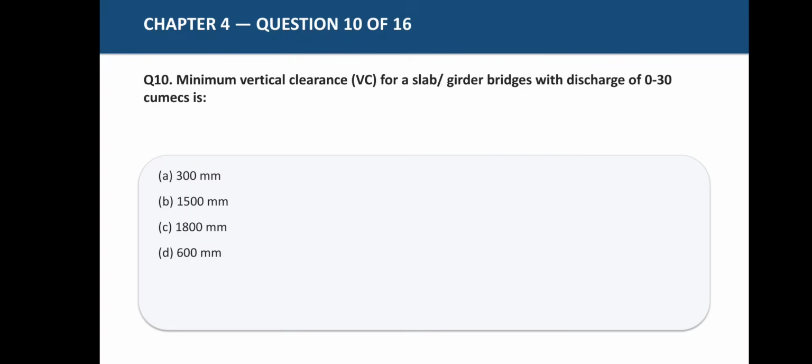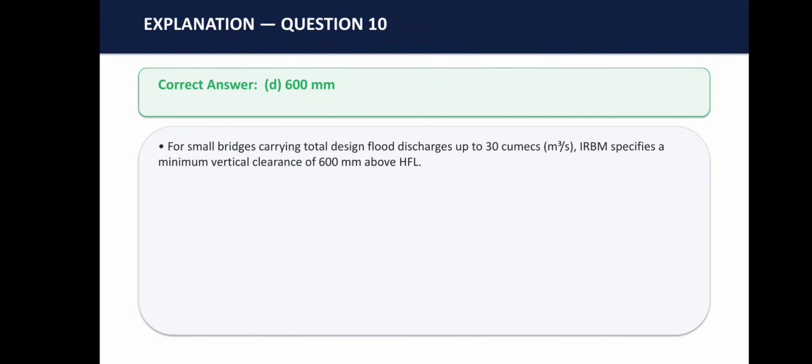Question 10. Minimum vertical clearance for slab or girder bridges with discharge of 0 to 30 cumec is what? Option A. 300 mm. Option B. 1500 mm. Option C. 1800 mm. Option D. 600 mm. The correct answer is option D. 600 mm. Explanation. For small bridges carrying total design flood discharges up to 30 cumec, Indian Railway Bridge Manual specifies a minimum vertical clearance of 600 mm above HFL.